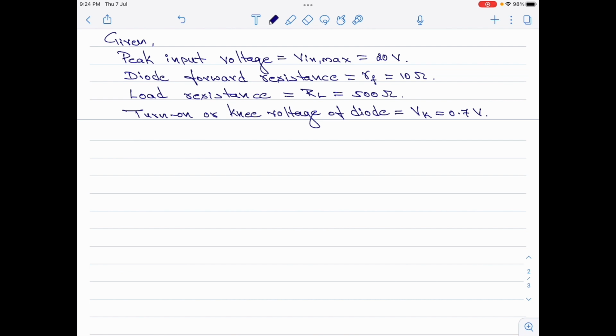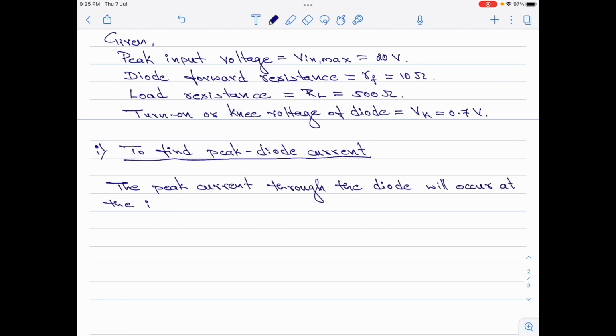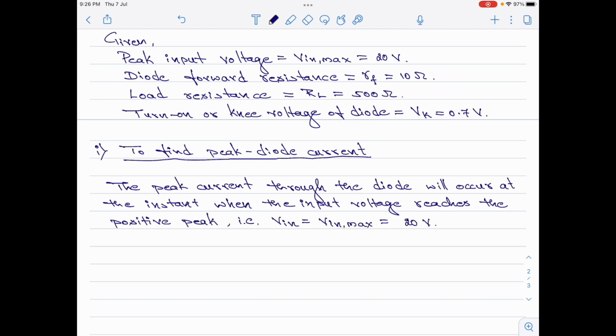Right. Let us now start with the part 1 of the numerical, which is to find the peak diode current. We should note that the peak current through the diode will occur at the instant when the input voltage reaches the positive peak value, that is V in is equal to 20 volts. I am going to denote the maximum value of input voltage as V in max.